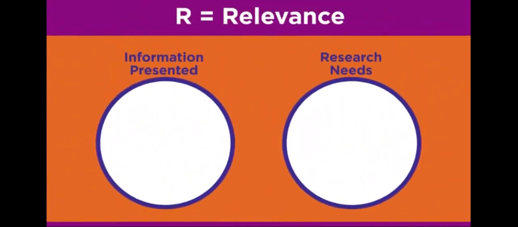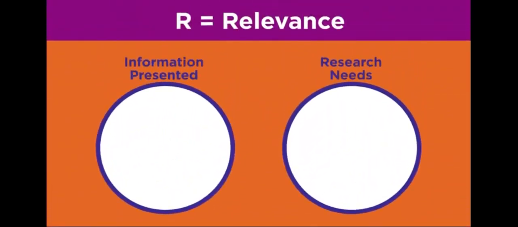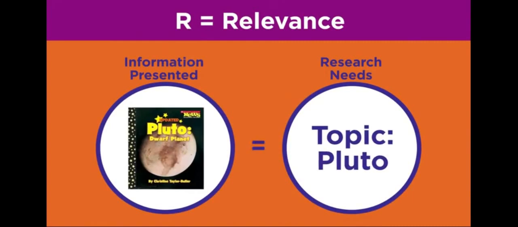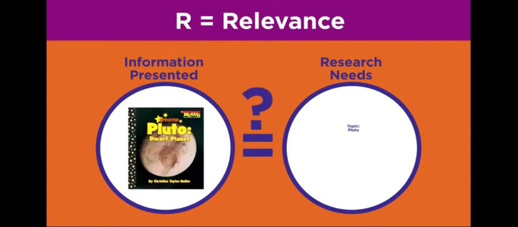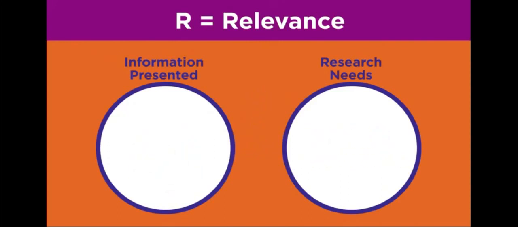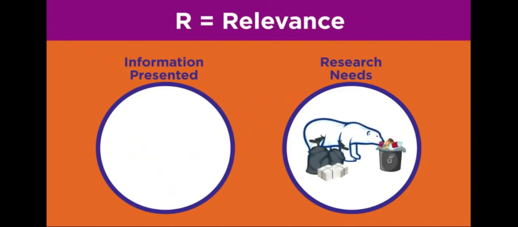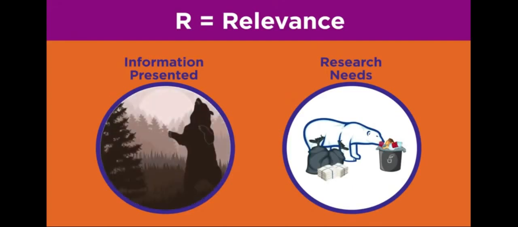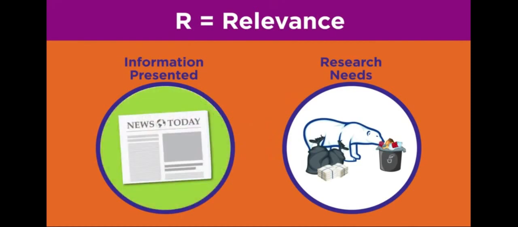The R in TRAAP stands for relevance. Relevance means the information presented matches your research needs. Does the information relate to your research question? For example, if you're trying to find out if that student on the playground was right about polar bears eating people's garbage, then a site talking about grizzly bears in Yellowstone National Park may be interesting, but it will not answer your question. In this case, a site with current events from a newspaper or magazine could be better to answer your question about polar bears eating garbage.